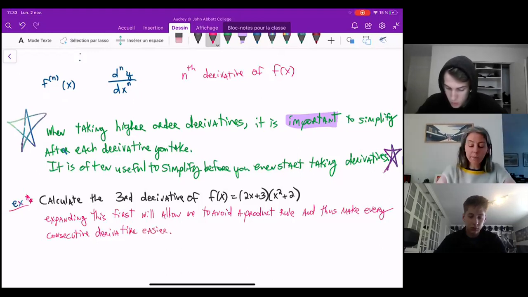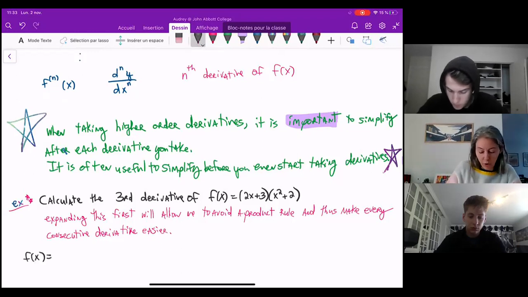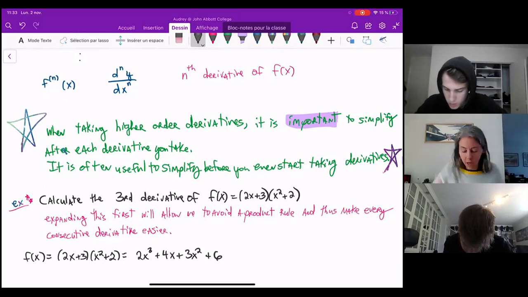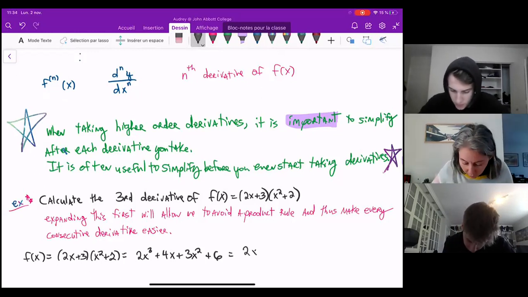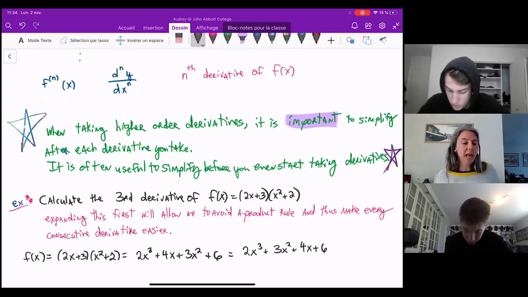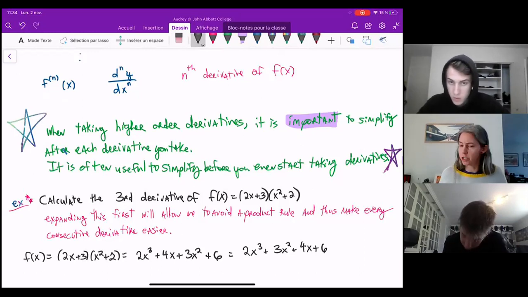Okay, so when I expand this, I can say that f of x is equal to 2x plus 3 times x squared plus 2, which is equal to 2x cubed first, plus 4x outer, plus 3x squared inner, plus 6 last, which I'm going to rewrite in descending order. Did expanding that give me a derivative that's incredibly super easy to take? Just simple power rules. Yeah.